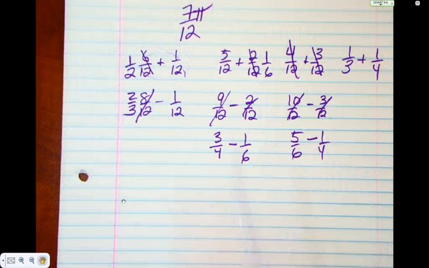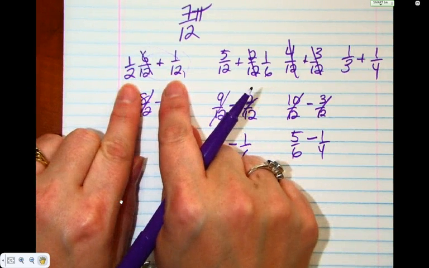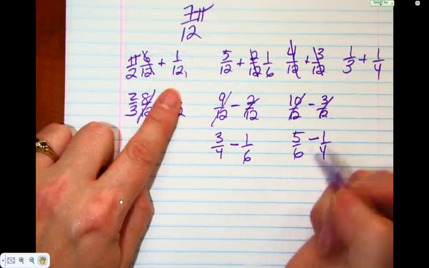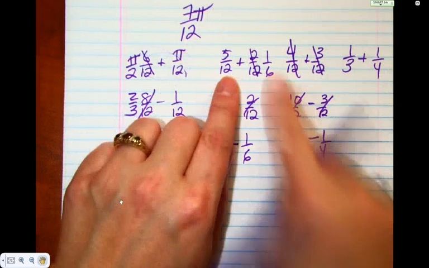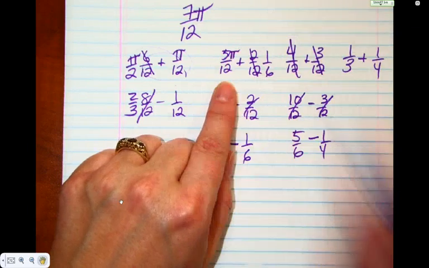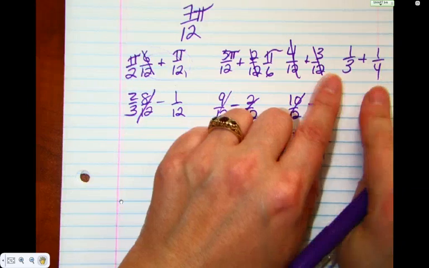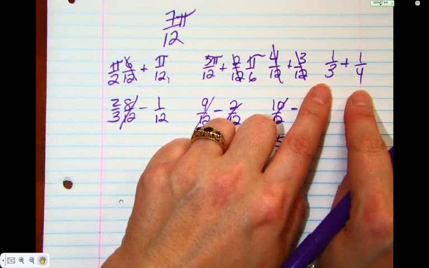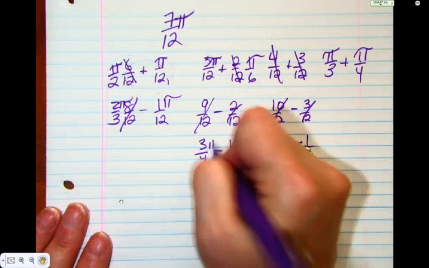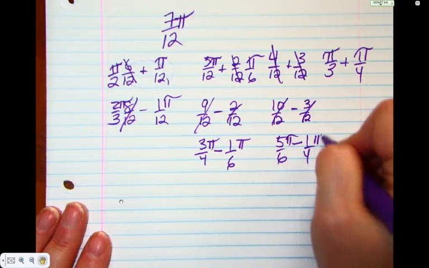Well, what if I put a pi here? How does that change things? It does change things, yes. Makes them a little more scary. What would this have done to our 1/2 and 1/12? It would have made pi over 2 and pi over 12. What would it have done with our 5 over 12 and 1 over 6? It would have been 5 pi on 12 and pi on 6. What would it have done with our 1/3 and our 1/4? So see, that's not that scary. All it means is I have pi's on the top. Still with me?